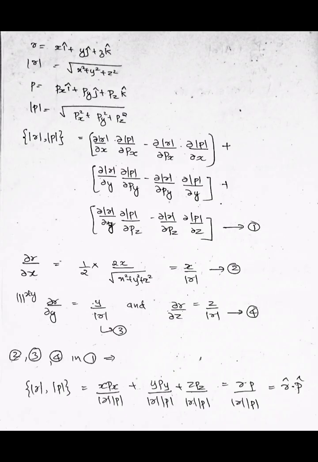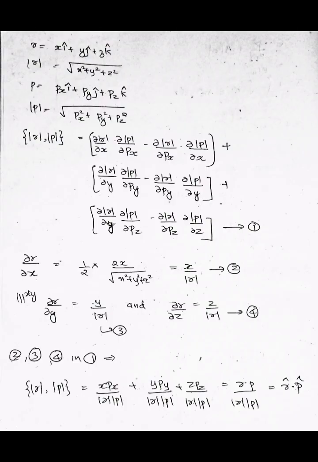Question is, the Poisson bracket {r, p} has the value dash. So the solution is, we know r = x i cap + y j cap + z k cap, and mod r is square root of x² + y² + z². p = px i cap + py j cap + pz k cap, and mod p is square root of px² + py² + pz².